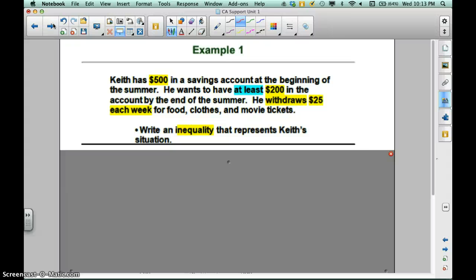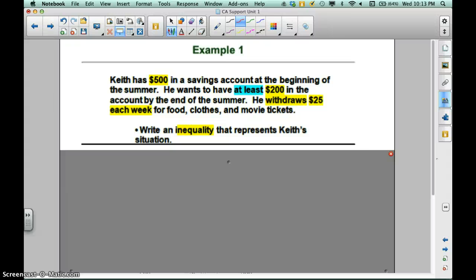So this first example: Keith has $500 in his savings account at the beginning of the summer. He wants to have at least $200 in the account by the end of the summer. He withdraws $25 each week for food, clothes, and movie tickets. And the goal is to write an inequality that represents his situation. Okay, that's an awful lot of information and certainly lots of words. I know that scares a lot of you off.